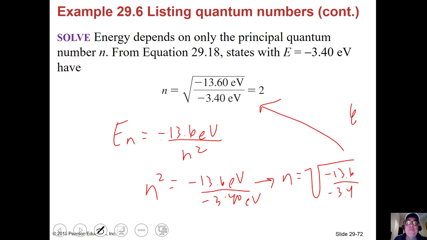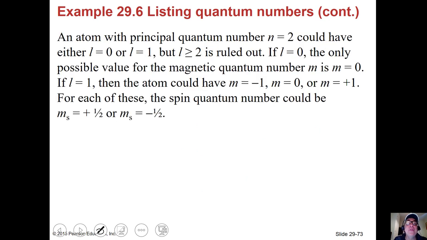So n turns out to be 2. This is the n is equal to 2 state. Now if you looked at the energy diagram, you could just see that when the energy is negative 3.4, that's where n is equal to 2. This is how you could actually solve for it. Okay, so if n is equal to 2, what can l be? When n is equal to 2, l can be 1 less than 2, so l could be 1 or 0. l can't be 2 or greater than 2. It has to be 1 less than n, all the way down to 0. Those are the allowed states.